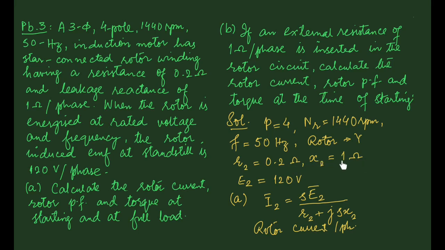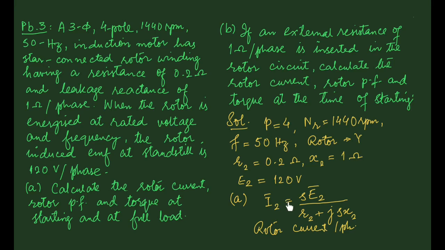This is the rotor leakage reactance at standstill per phase, which is given as 1 ohm. And at standstill, the EMF induced per phase of rotor is given as 120 volt. And you should remember that under running conditions for any other value of slip, the rotor induced EMF will be S times E2 and the leakage reactance will also change to S times X2 under running conditions. Now, therefore, let's solve part A of this problem.